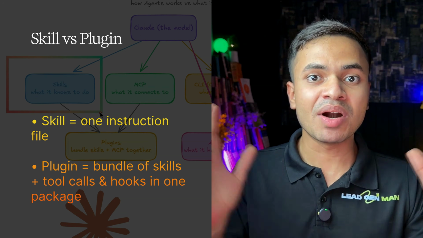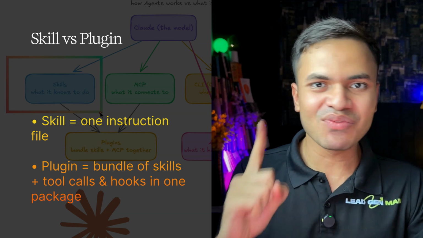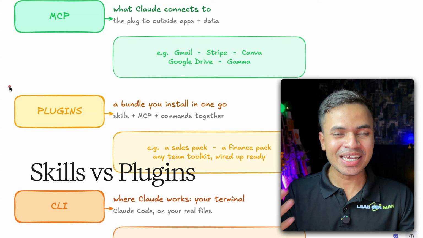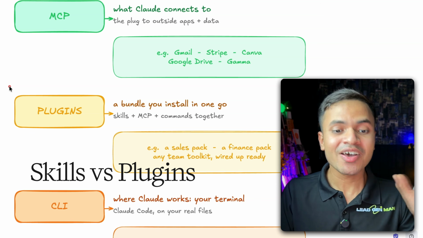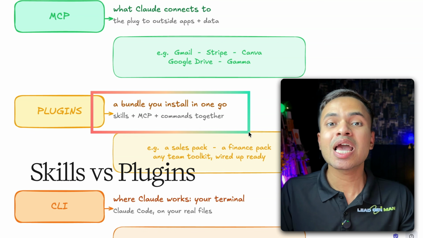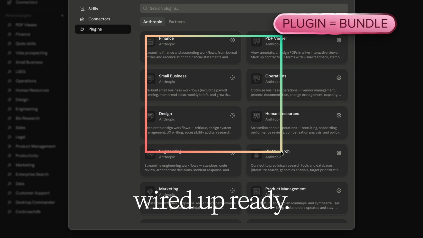But a plugin is a bundle of skills plus tool calls plus hooks all packed together in one package named plugins. Again repeating the difference between a skill and a plugin: a skill is a single instruction file, whereas a plugin is a bundle you install in one go that has a bunch of skills plus MCP servers plus commands together for any team toolkit wired up and ready.